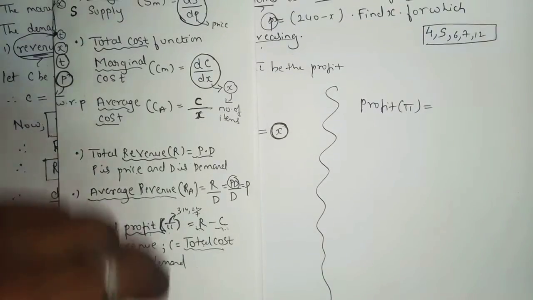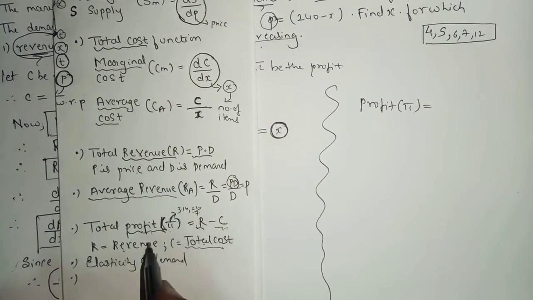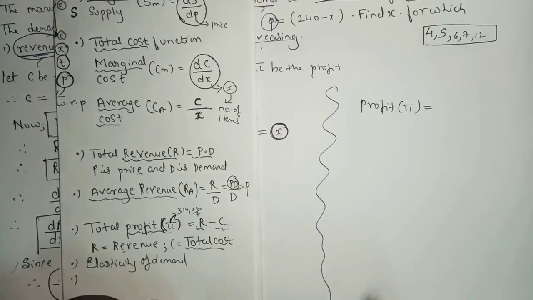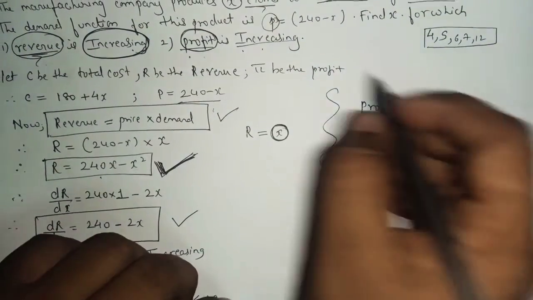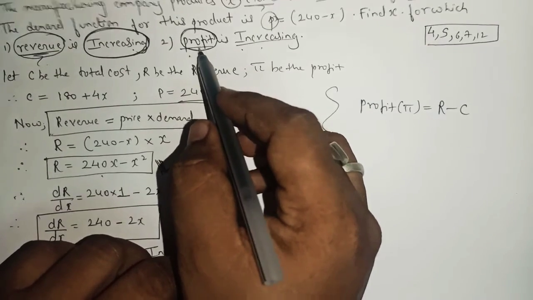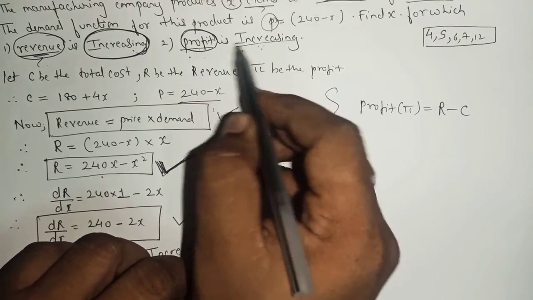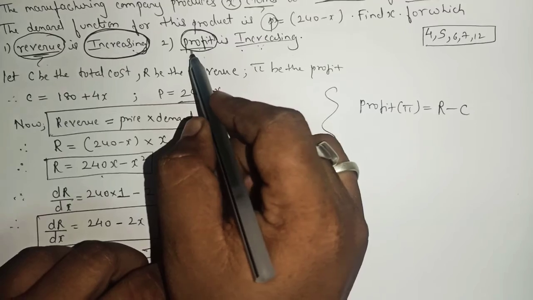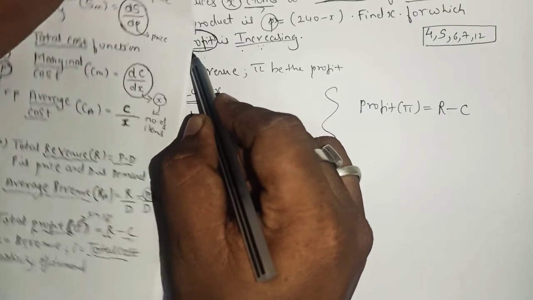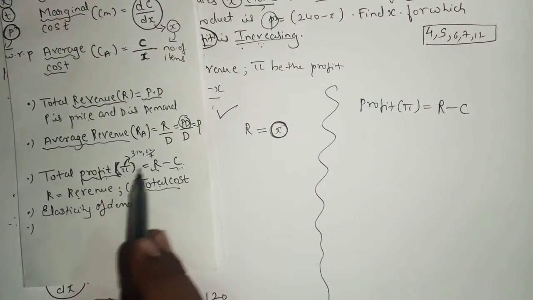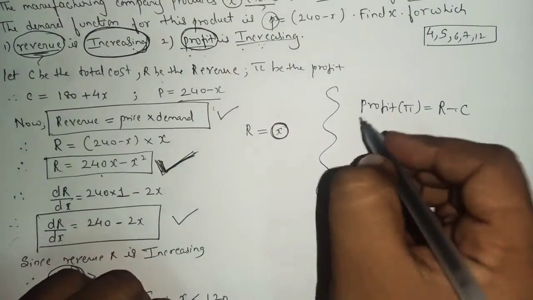The formula is what? Profit equals R minus C, where R is revenue and C is total cost. So here we'll write R minus C. If it says that profit is increasing, that means first you'll find the derivative of profit. But for this exercise, we know that there is one formula to find the profit. So we'll apply the formula first.